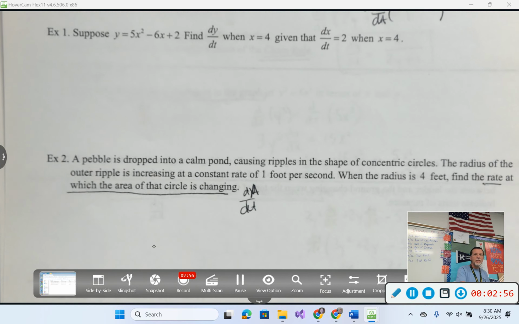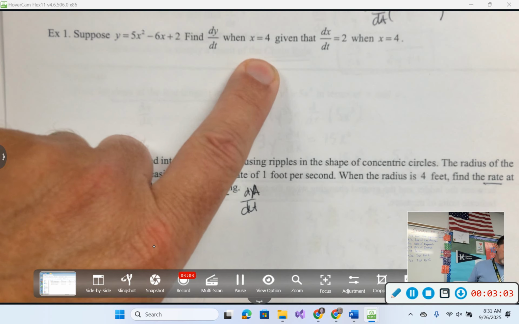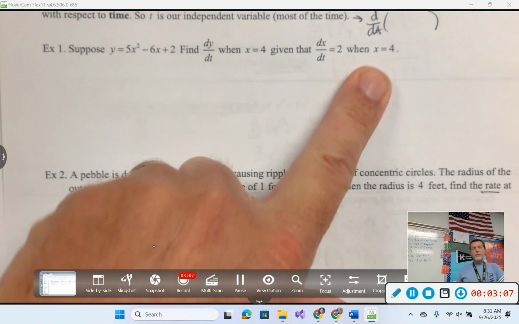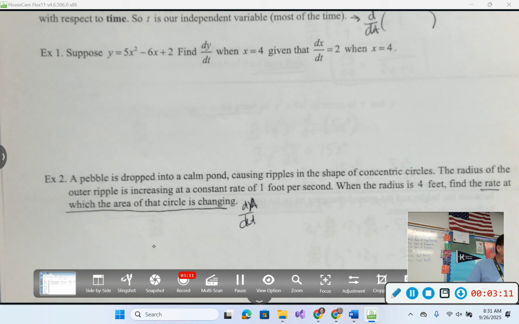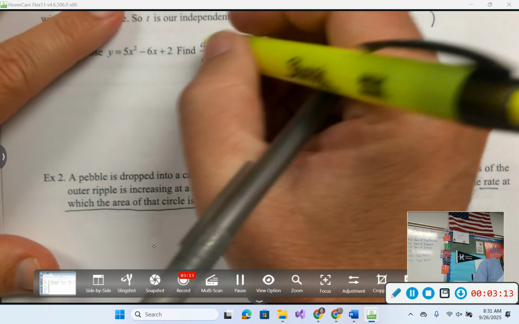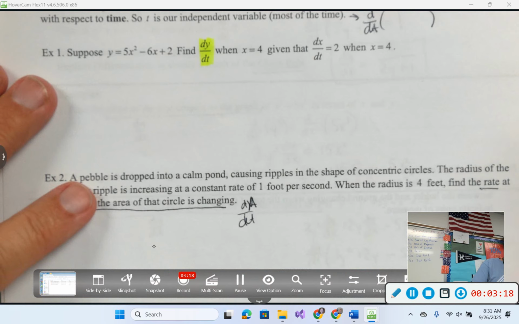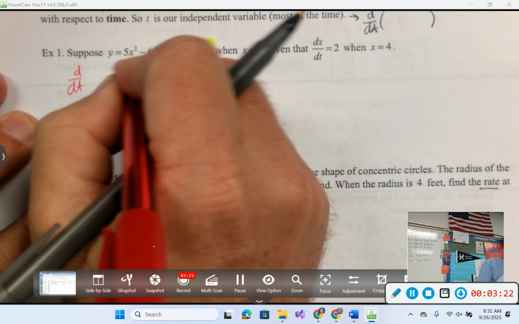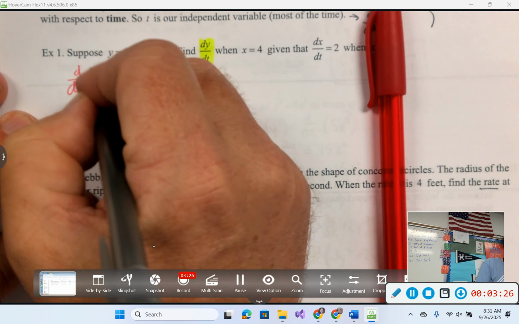Okay, example 1. Suppose y equals 5x squared minus 6x plus 2. Find dy dt when x equals 4, given that dx dt equals 2 when x equals 4. We've got a lot of words here, but the main thing is find dy dt. So I want dy dt to show up, so I'm going to take the derivative with respect to time of both sides of my equation.